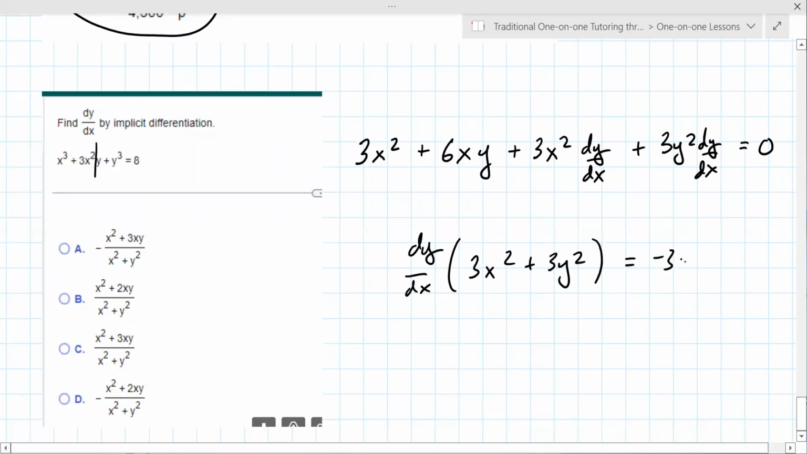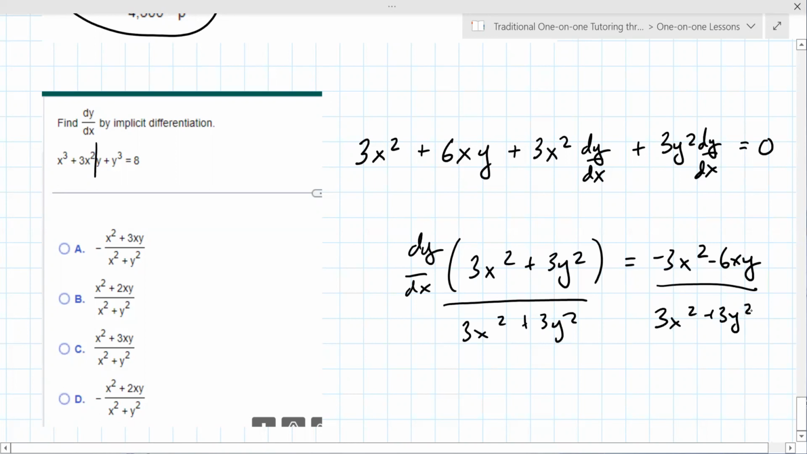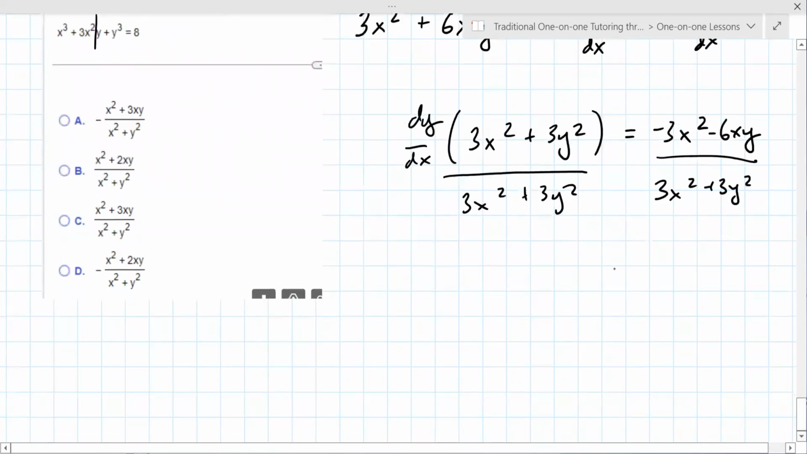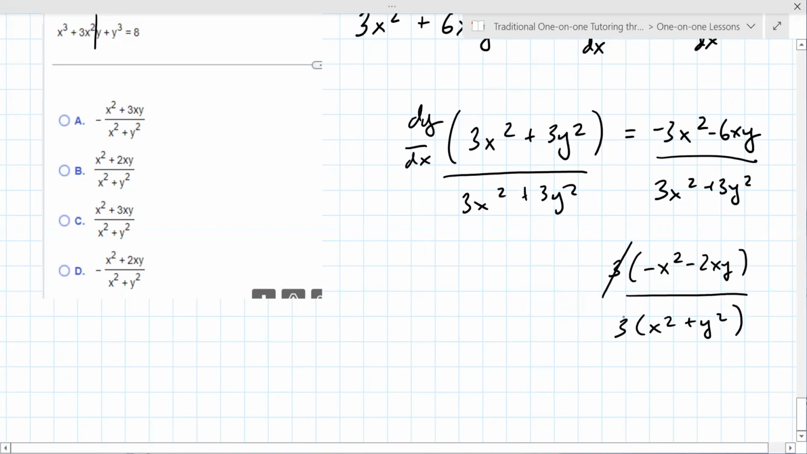And then this equals minus 3x squared minus 6xy. So I just moved the 3x squared and the 6xy to the other side, and then you get this here, and then you divide everything by the 3x squared plus 3y squared. And you look and you're like, oh, none of my answers are there because there's a 3 on the bottom. So the numerator and the denominator both have a 3 that can factor out of them. So in the numerator, it's minus x squared minus 2xy. The denominator becomes x squared plus y squared. And that will do it.